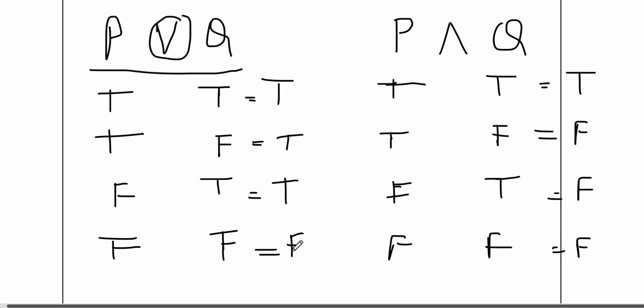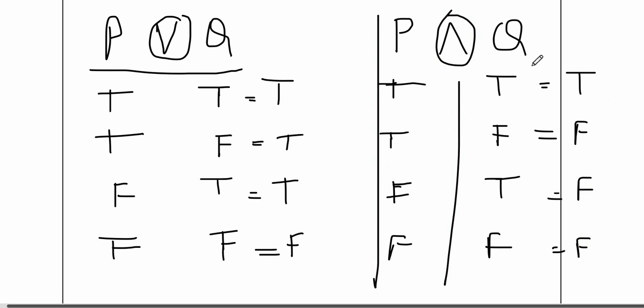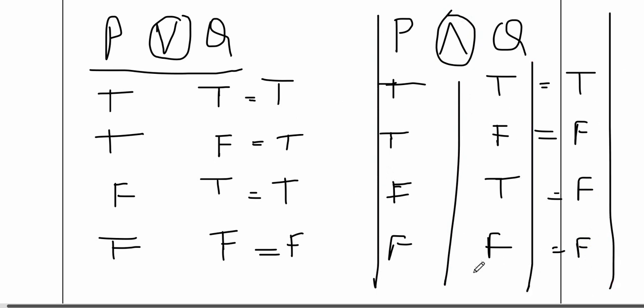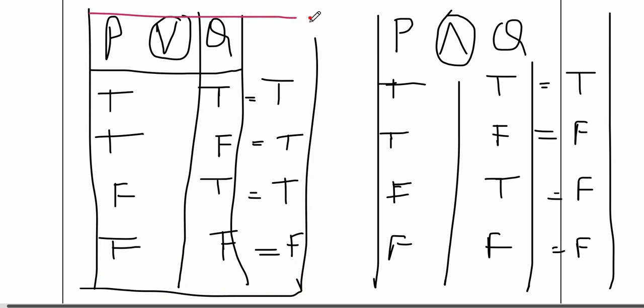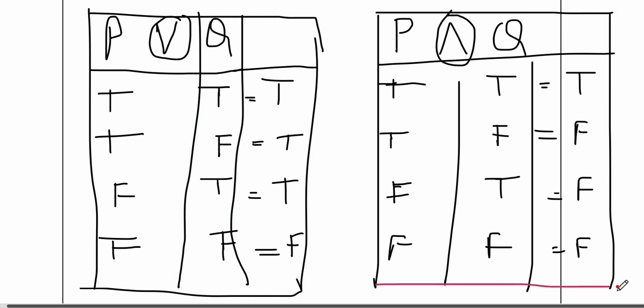So do you understand how this is? OR and AND, this is how the table is. Have you understood this clearly? Then we can move forward. Or first, understand this table clearly. Take your time and understand this table. Okay, I'll move forward now.